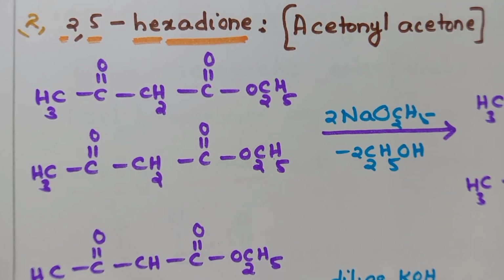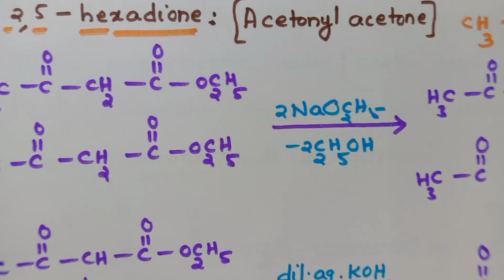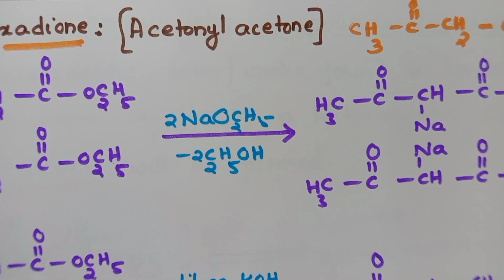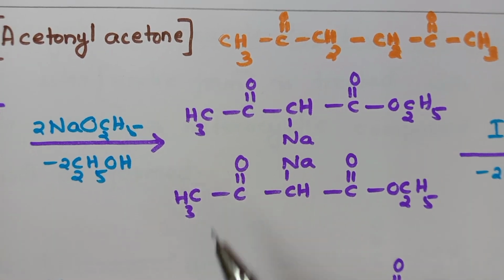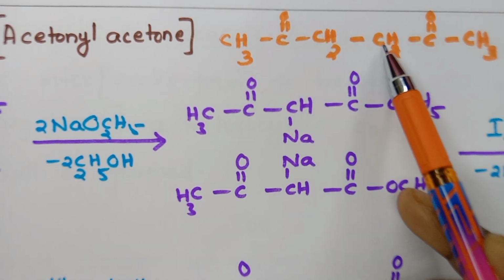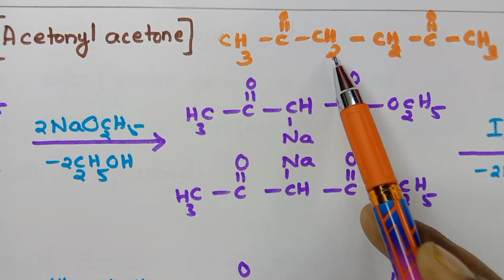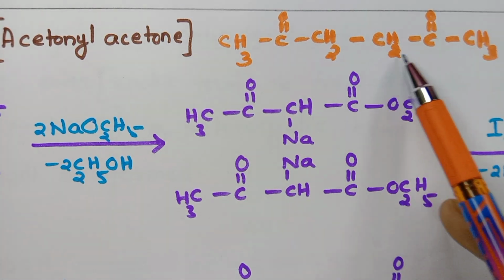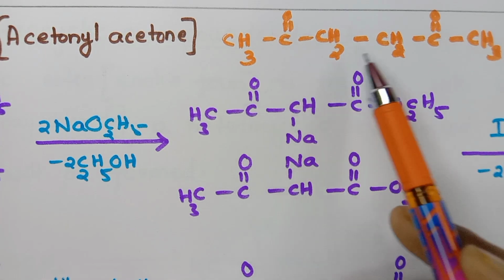Next, the second compound under diketones, 2,5 hexadione, which can also be called acetonyl acetone. Why? Because I will show you here. Look, CH3, C double bond O, CH2, CH2, C double bond O, CH3. So this is one part of the acetonyl group. This is one part of acetone. So hence we can simply call it acetonyl acetone.